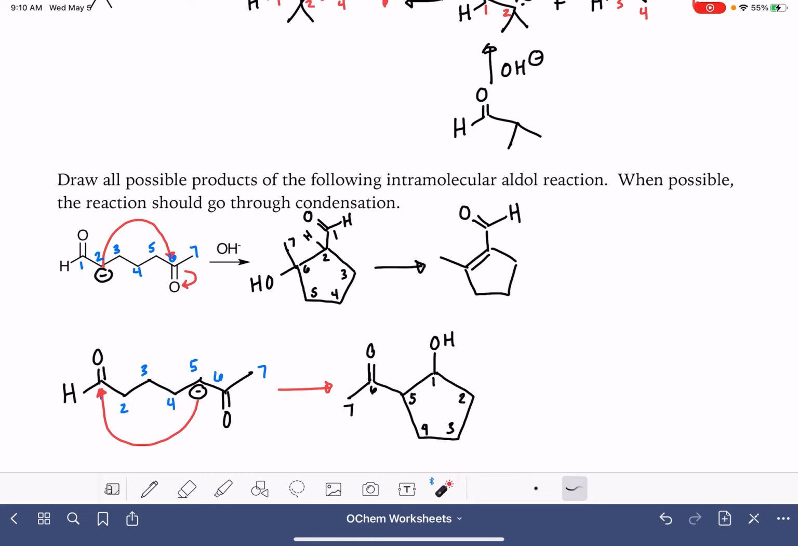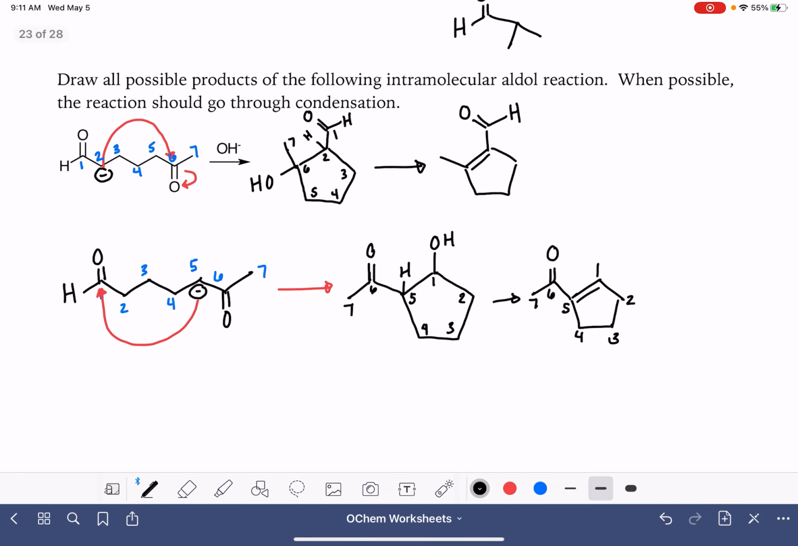Can this undergo dehydration or condensation? Let's find our carbonyl carbon. Let's find our alpha carbon. It has a hydrogen on it, so we can do condensation right here. That would put a double bond in between carbons 1 and 5 right there. That gives us this product, 7, 6, 5, 4, 3, 2, 1.